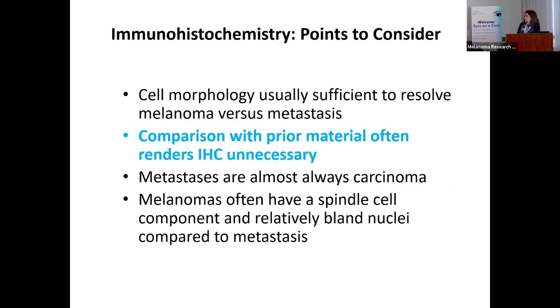Usually we don't have to do this because usually we can tell by just looking at the cells and talking to Dr. Singh about the history, and we're confident in our diagnosis. But sometimes we have to use immunohistochemistry.